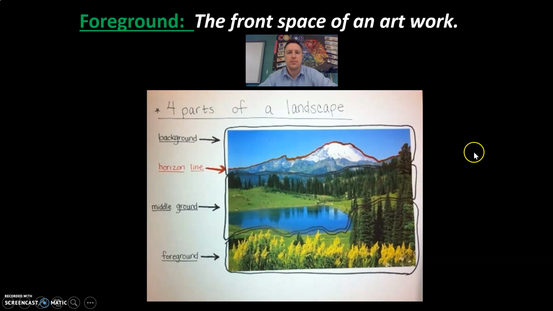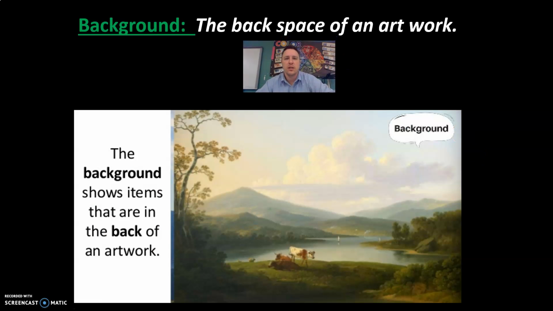Moving on to the second question, which is what is the background? The background, which is pretty obvious, is the backspace of an artwork. You can see this little bubble here that says background, which is the sky and the mountains in the back distance. It says the background shows items that are in the back of an artwork. Again, very obvious, very self-explanatory. But you have your two answers for your entrance ticket.